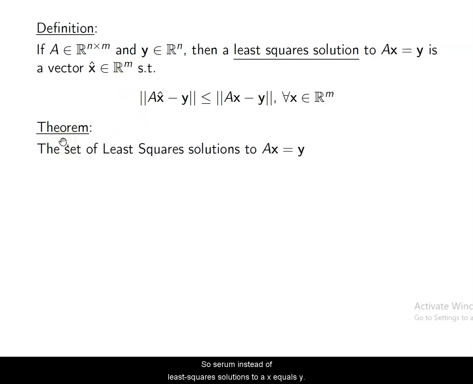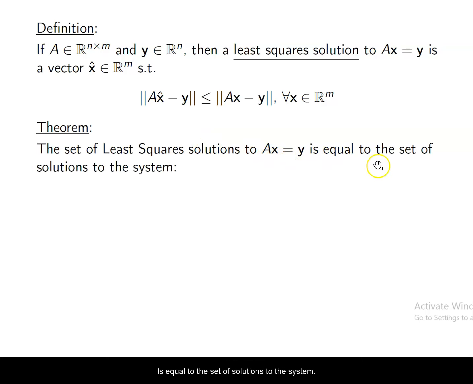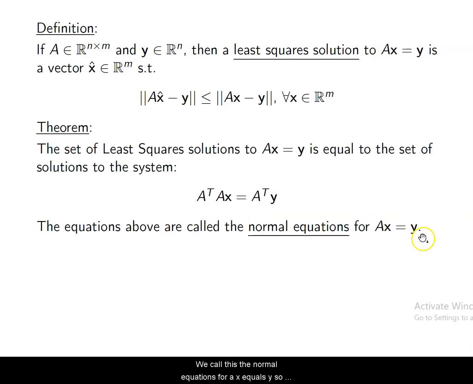So theorem: the set of least squares solutions to Ax equals y is equal to the set of solutions to the system A transpose A x equals A transpose y. Really what I'm doing is taking this equation and multiplying it on the left side by A transpose on both sides of the equal sign. That's the easiest way to think about it. This is just Ax equals y and I'm multiplying it on the left by A transpose. We call this the normal equations for Ax equals y.